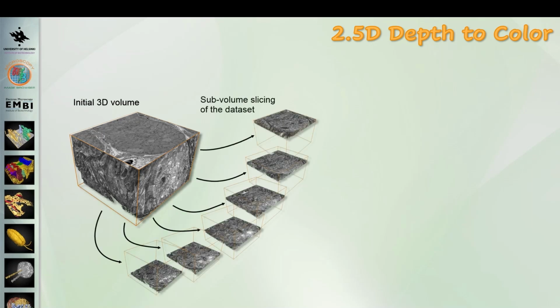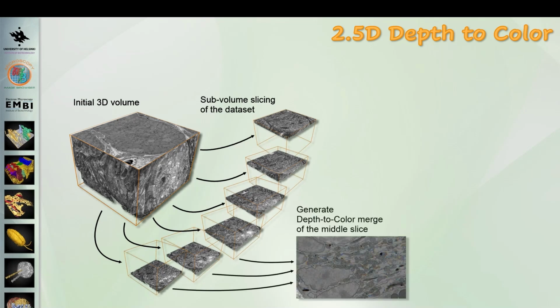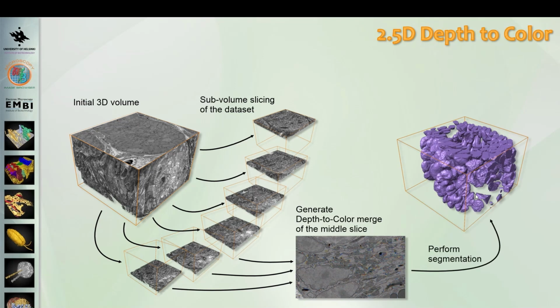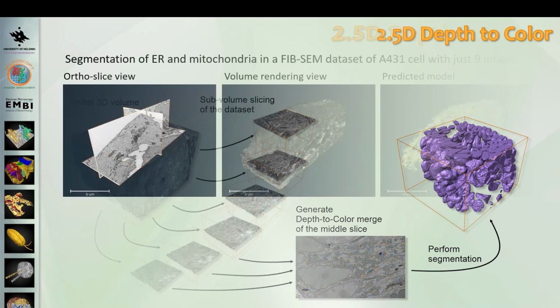But the alternative is that you can now use this 2.5D Z to C workflow. The idea is that for the training, we extract subvolumes, which could be 3, 5, 7, or 9 slices from the dataset. And then in each of these subvolumes, we segment only the middle slice. After that, when the network is trained, it actually fuses all these individual slices into color channels and applies a more or less standard architecture for the training. And then when it's trained, we can use it to predict our organelles of interest.